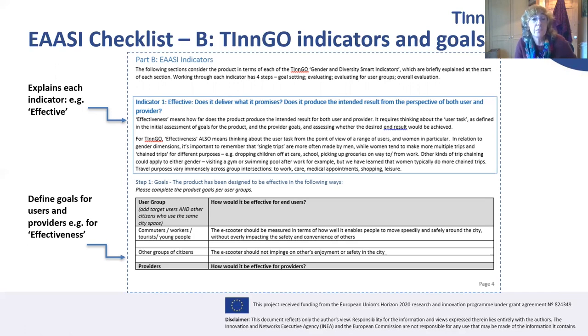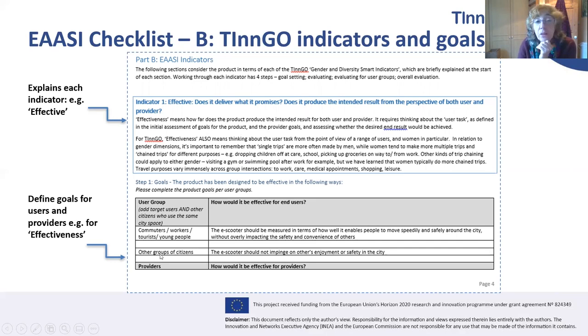So this one is for the first indicator, which is effective. We provided a definition of the indicator. Effective means, does it deliver what it promises? Does it produce the intended result from the perspective of both the user and the provider? And we put some more detailed definition in here so that people know what we mean by effectiveness. And we've done this for each indicator.